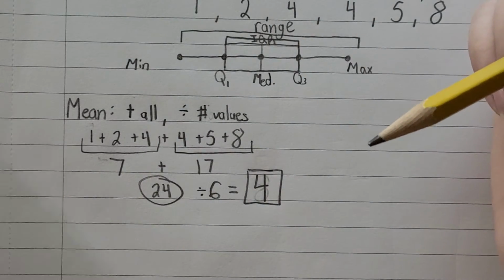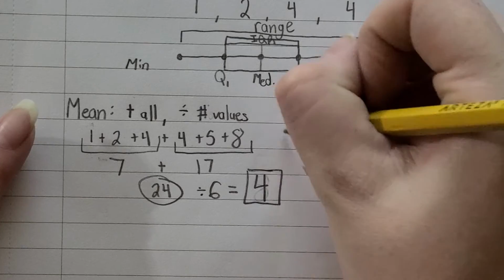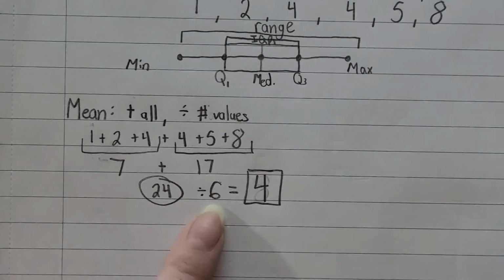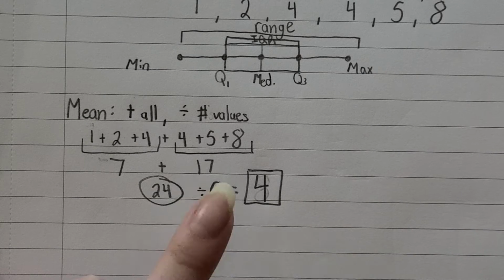Couple tips and tricks for mean. If you have a 0 in your data set, it's not going to change your sum, but you do have to include it in the amount of numbers you add or you divide by.